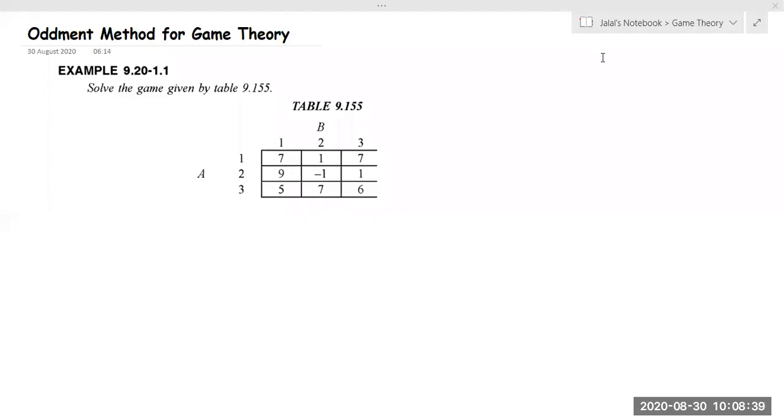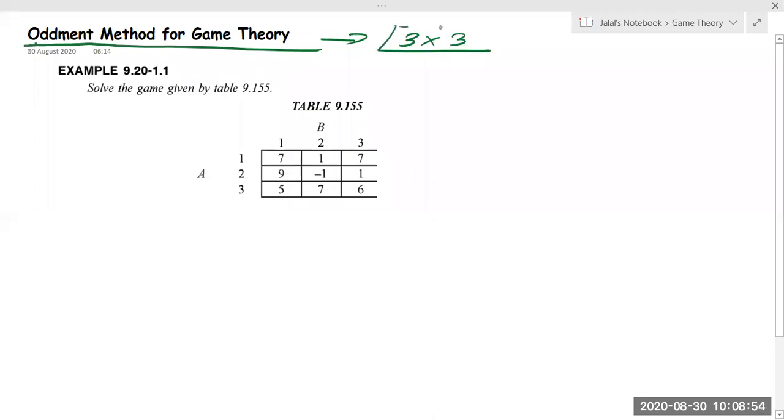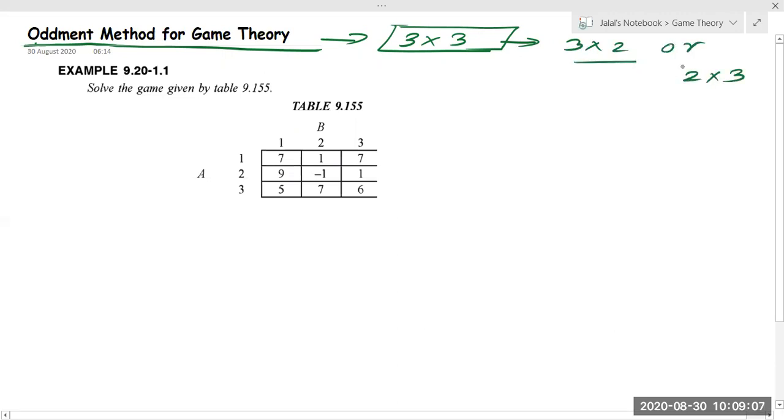So in the augment method of game theory, you can use it for any kind of 3 by 3 matrix. Whenever there is a 3 by 3 game matrix, only then can you use augment, first of all. Secondly, a 3 by 3 matrix can be reduced to 3 by 2 or 2 by 3 by using the dominance principle. So it is not that you cannot reduce the matrix. You can reduce it to 3 by 2 or 2 by 3.